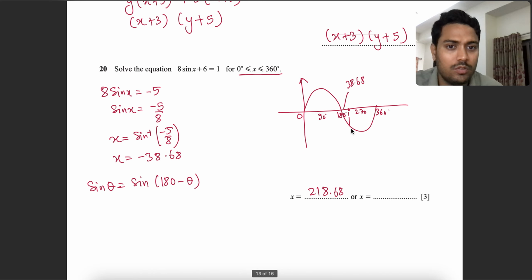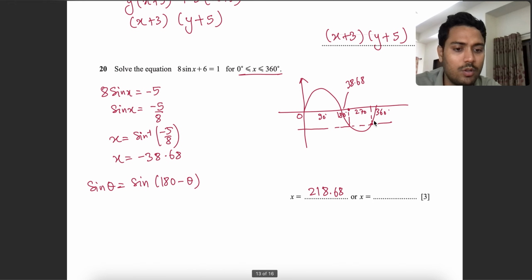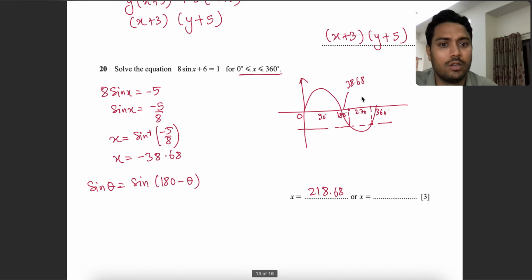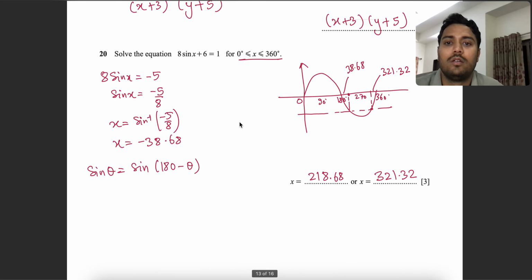So the other value will be here, and to find that you have to subtract 38.68 from 360. So 360 minus answer, that is going to be 321.32. So the other answer is 321.32. That's the answer. That's all.